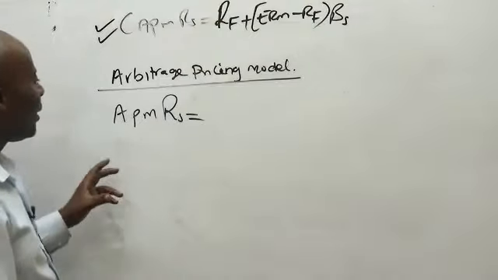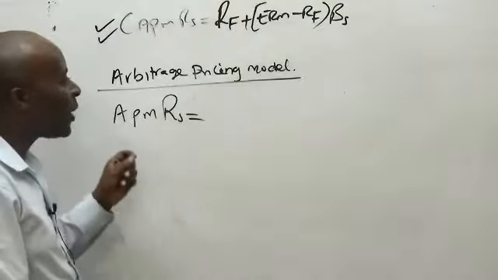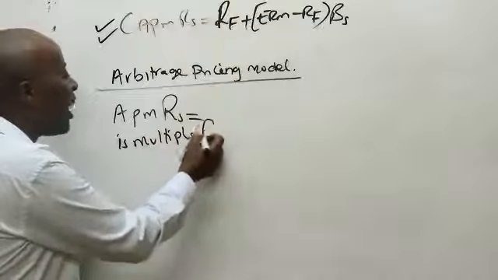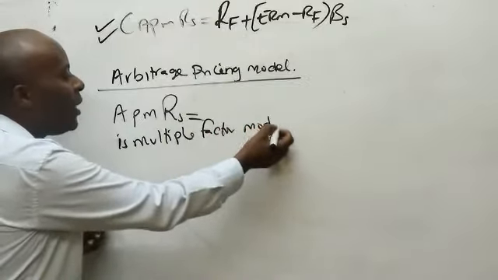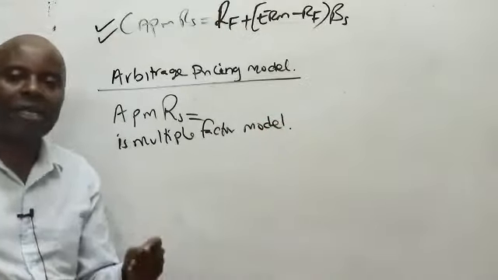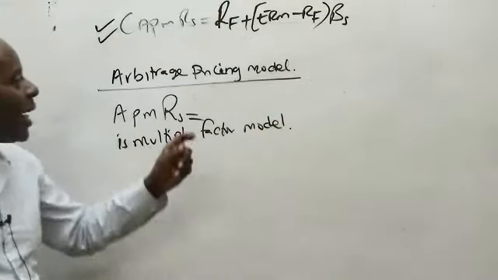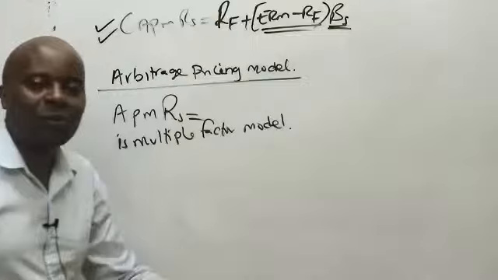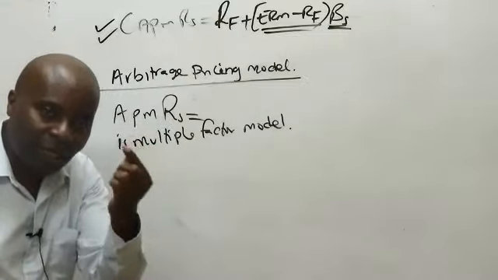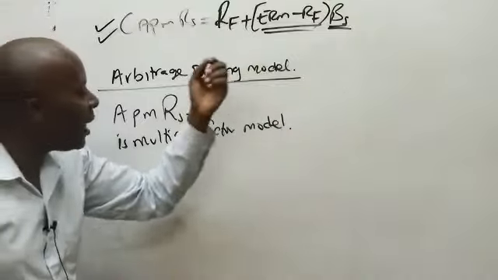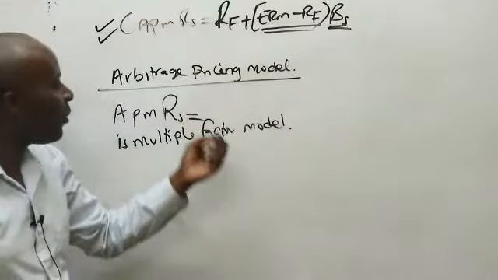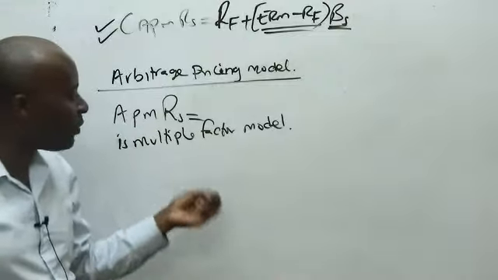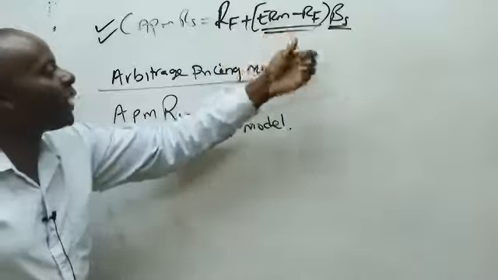So they're telling me, these students are very bright, that arbitrage pricing model is a multiple factor model. APM is a multiple factor model, unlike CAPM, which is a single factor. It assumes that you only have one risk factor, that's CAPM, a single beta. Under APM, we shall be having what we call multiple risk factors, multiple betas.